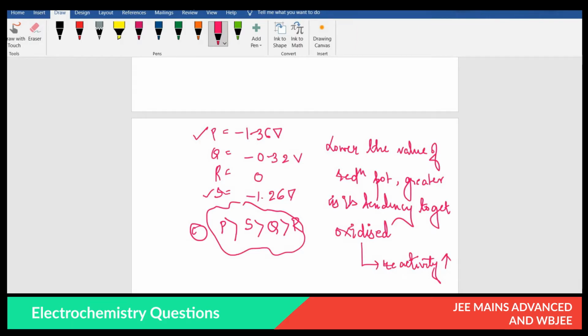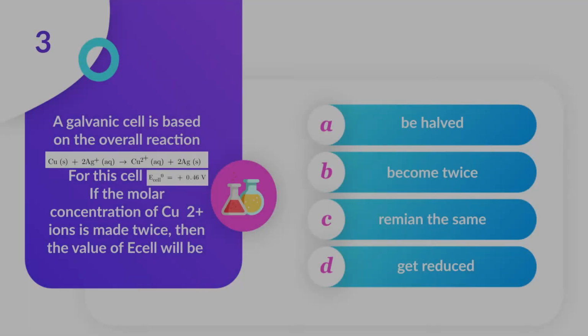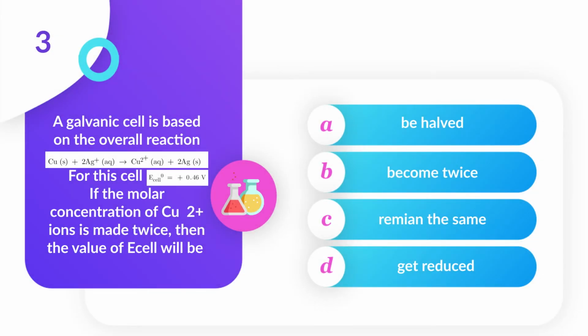Now let's move on to the third question. The third question, before starting it, is conceptually very intriguing, and it is very interesting also. So a galvanic cell is based on the overall reaction. The reaction is mentioned to you, and for this cell, the E0 value is about 0.46 volts. That is a positive value. And if the molar concentration of Cu2+ ions is made twice, then the value of E cell becomes.